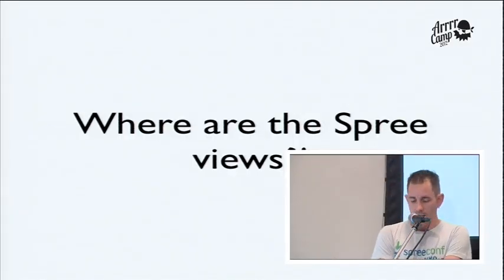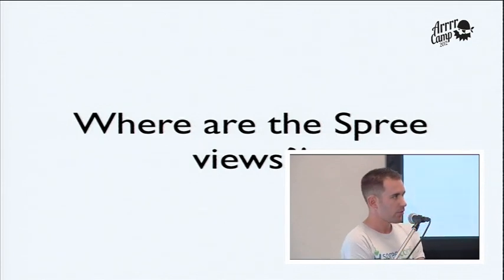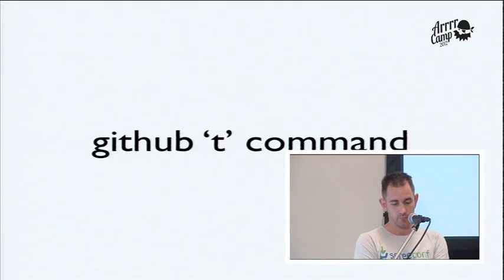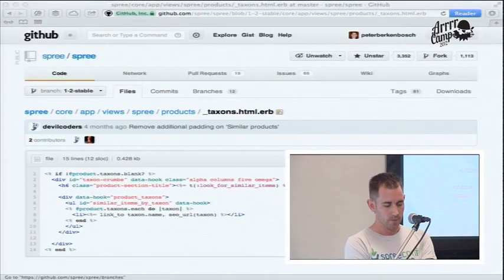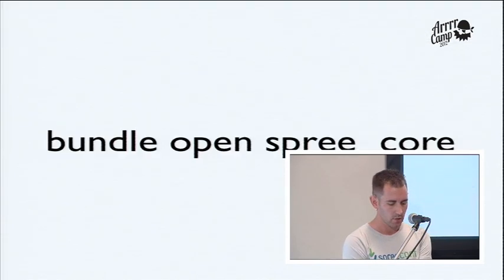And then you try to do that, and you ask yourself, where are the Spree views? Happens all the time. Well, they're inside the gem. How do I find it? Well, I started with the T command on GitHub. It's really nice. If you're on a GitHub page, on a repository, you press the T button, you get a nice search box. You can start typing, and the files that are matching show up. So this is a possibility.